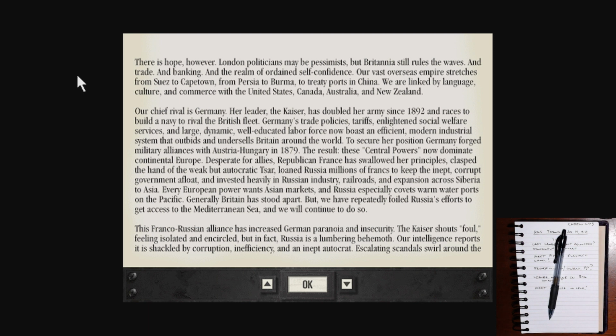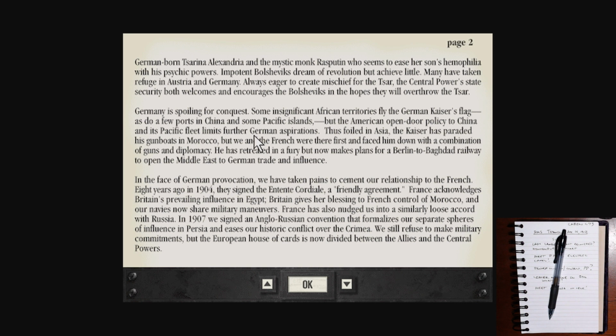Escalating scandals swirl around the German-born Tsarina Alexandra and the mystic monk Rasputin, who seems to ease her son's hemophilia with his psychic powers. Impotent Bolsheviks dream of a revolution but achieve little. Many have taken refuge in Austria and Germany, always eager to create mischief for the Tsar. The Central Powers' state security both welcomes and encourages the Bolsheviks in the hopes they will overthrow the Tsar. Germany is spoiling for a conquest.